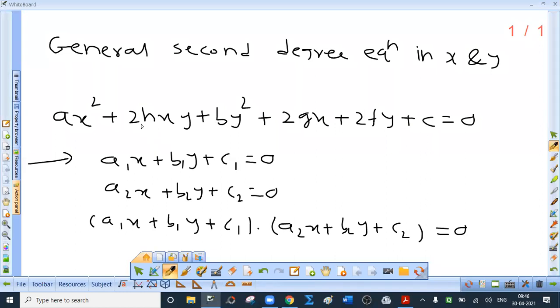Again, you may ask me why 2h, why 2g, why 2f, and why not 2b, 2c, 2a, etc. The logic is simple, because from this we have to obtain a number of things. As in the first case, we obtained the angle between lines. That expression will be in simple form if we consider twice h instead of h. Again, this equation need not represent a pair of lines in all cases. So there is one criterion. That criterion can be obtained in simple form if we take 2g, 2f instead of g and f. Is that clear? So this is the reason.